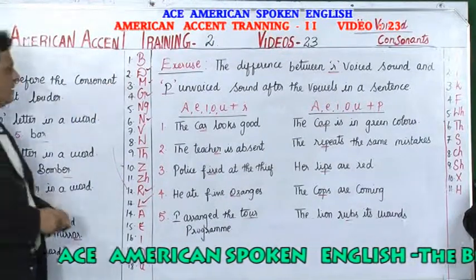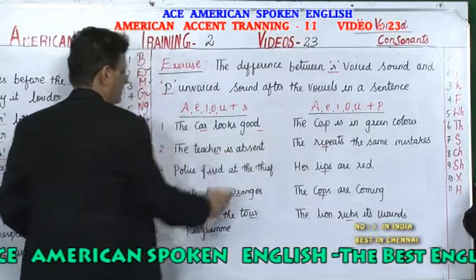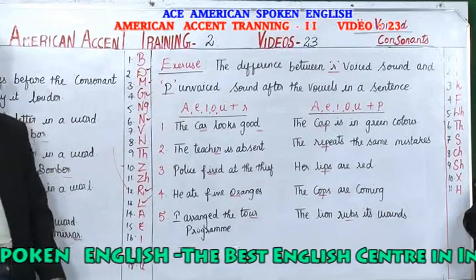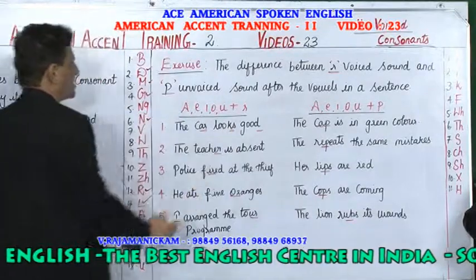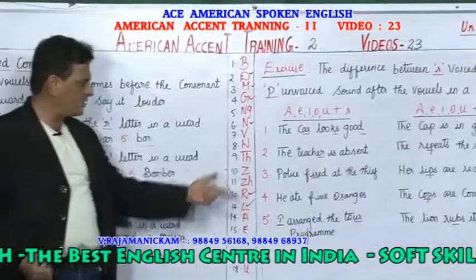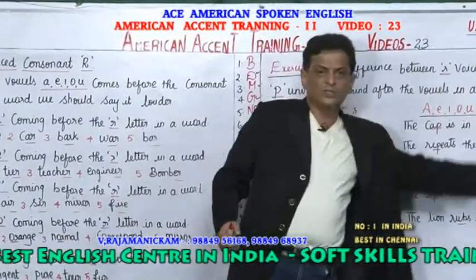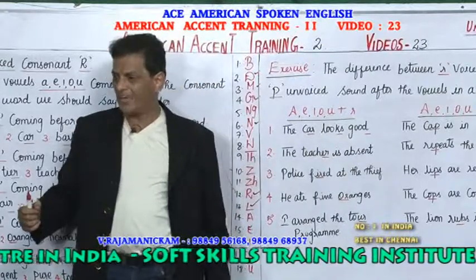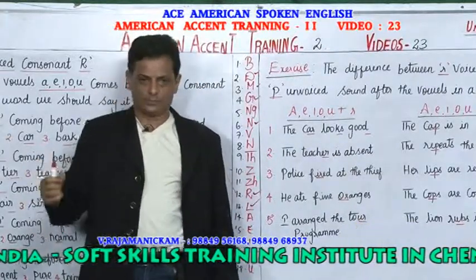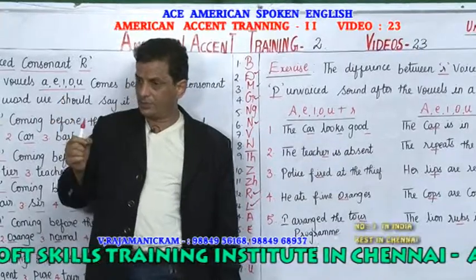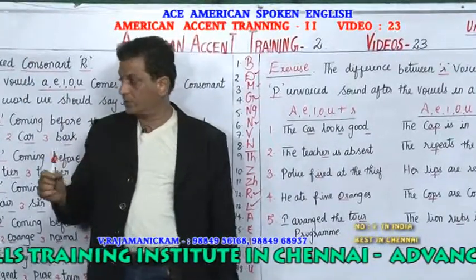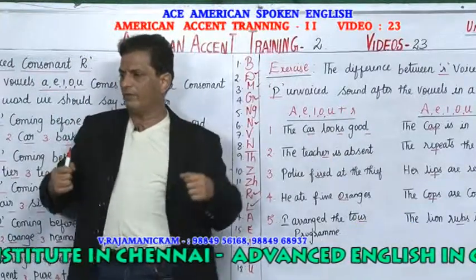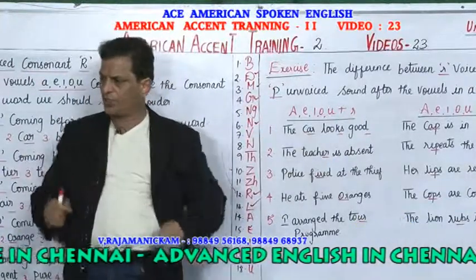See, D. D is voiced or unvoiced? Before that, O comes, so you have to say good. Okay, K. K is voiced or unvoiced? K is there. So, you have to reduce the sound. The car looks good. So for car and good, you are prolonging the vowel. And for looks, you are shortening it.